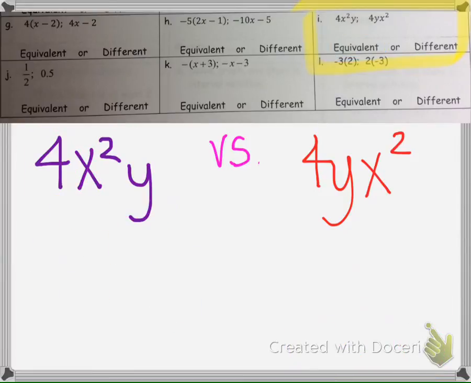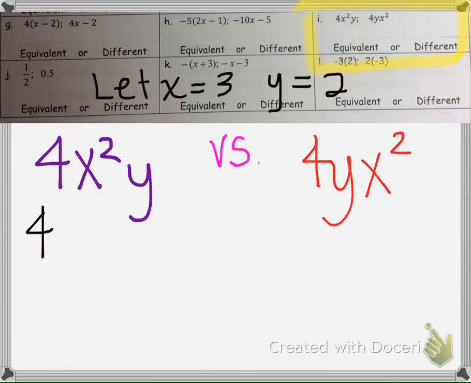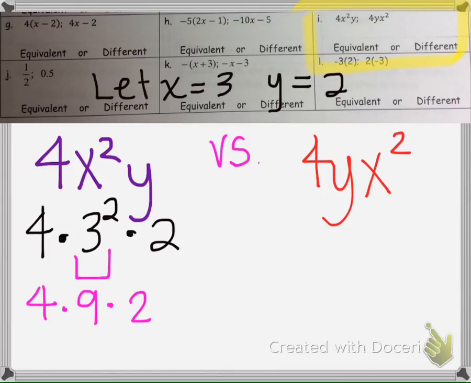Okay, another way to prove that they are equivalent is to assign values for x and y. So I'm going to randomly make up, I'm going to have x be 3, and I'm going to have y be 2. Okay, so totally made-up numbers. And then if we had 4 times x, which I picked was 2, and then an x squared next to a y means times. So if we compute this, we'd have exponents first, so that's 9. And then we'd have 36 times 2, which is 72.